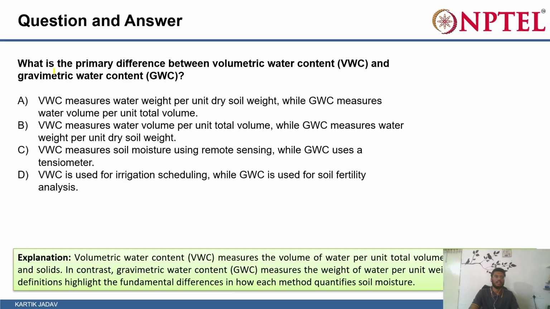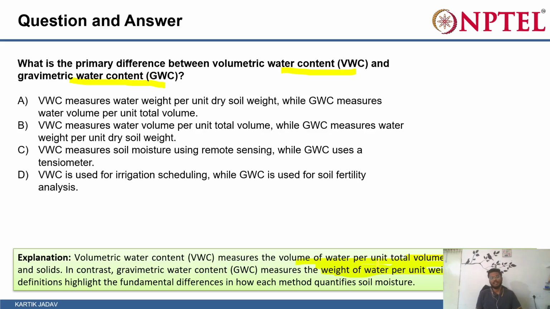Next question: what is the primary difference between volumetric water content and gravimetric water content? We know that volumetric water content measures the volume of water per unit of total volume of soil, including air and solids. In contrast, gravimetric water content measures the weight of water per unit weight of dry soil. This definition highlights the fundamental difference in how each method quantifies soil moisture.